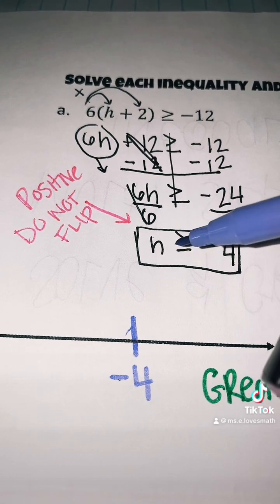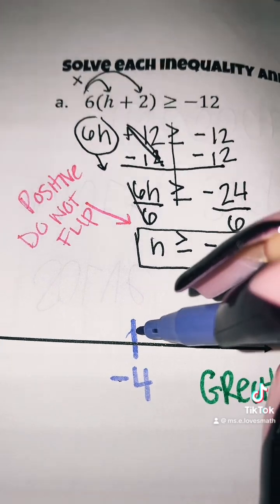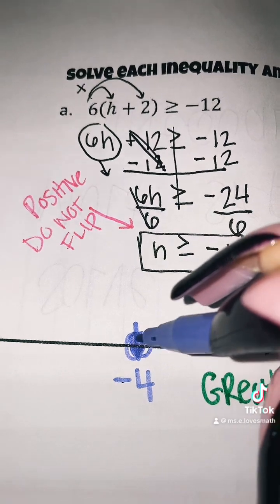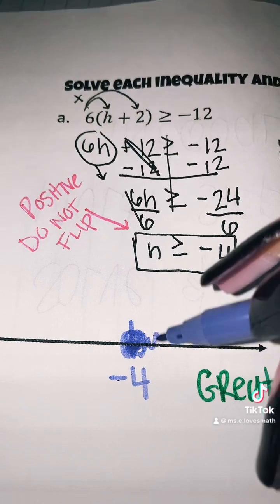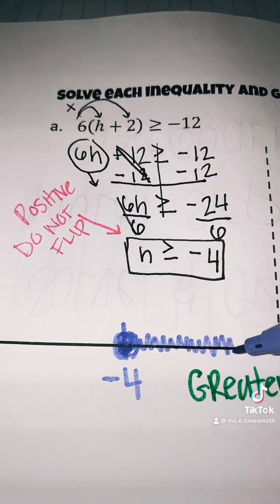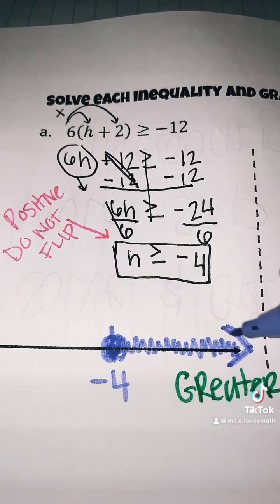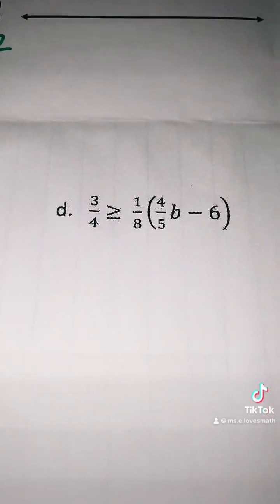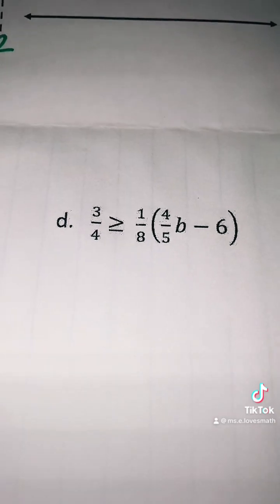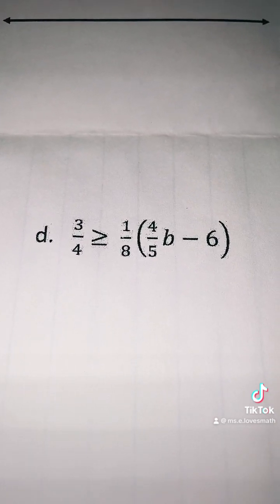If h is greater than or equal to negative 4, we are going to have a closed circle on negative 4. And because it's greater, we are going to move to the right, signifying all of the numbers greater than negative 4. The next example that we are going to look at today is this one right here.